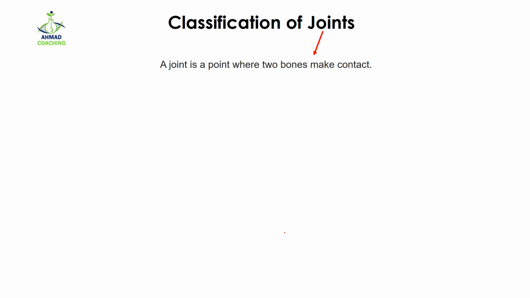Today we will study the classification of joints. What are joints? A joint is actually a point where two bones make contact. For example, we have this one bone, and it is going to make contact with another bone like this. So this point here is known as a joint.